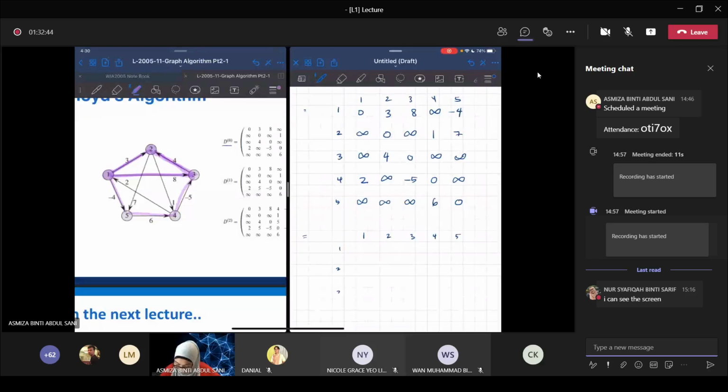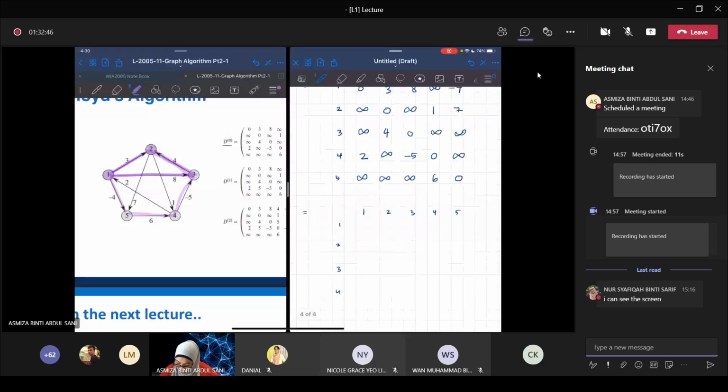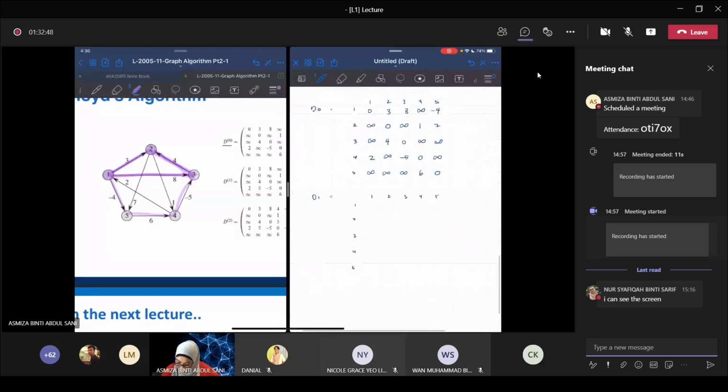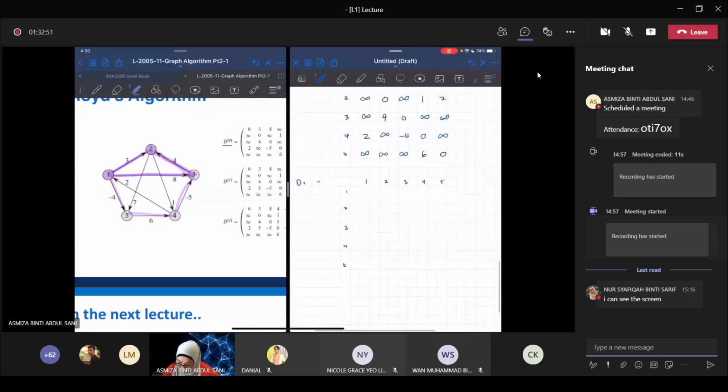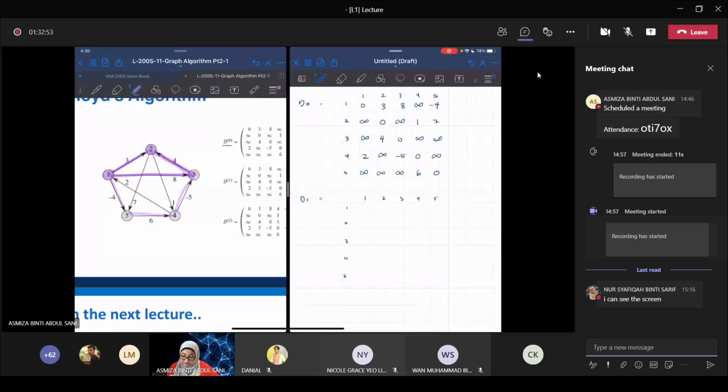1, 2, 3, 4, 5. All right. And then for D1, we are not going to change anything that is under 1. So basically we can just copy back this value into D1 as well as this one. Okay, so we're just going to straight away write back the value.